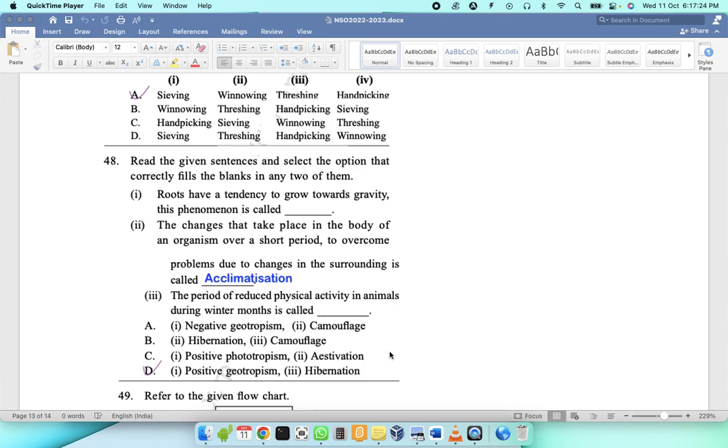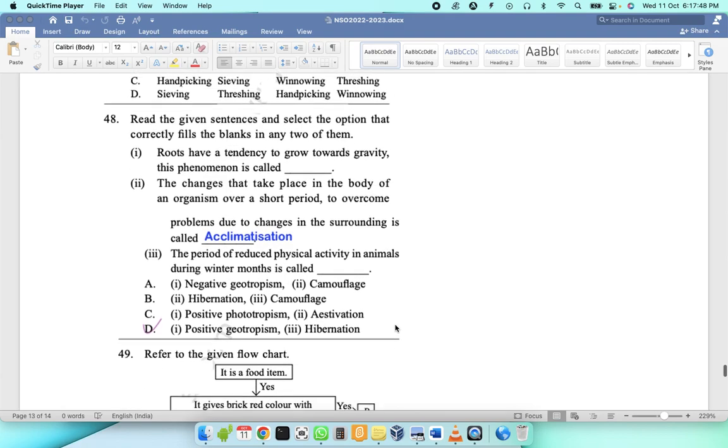Here, the first answer is positive geotropism. The second answer, that is, the changes that take place in the body of an organism over a short period to overcome problems due to changes in the surrounding, is called acclimatization. The period of reduced physical activity in animals during winter is called hibernation. D is the answer.